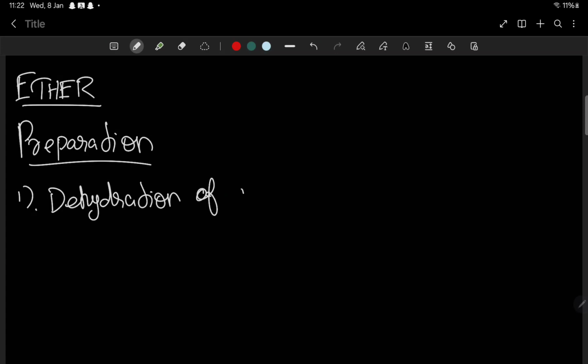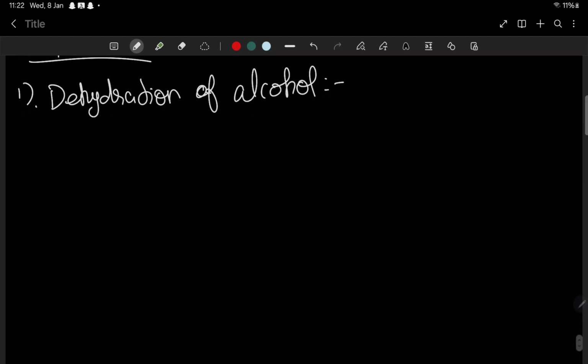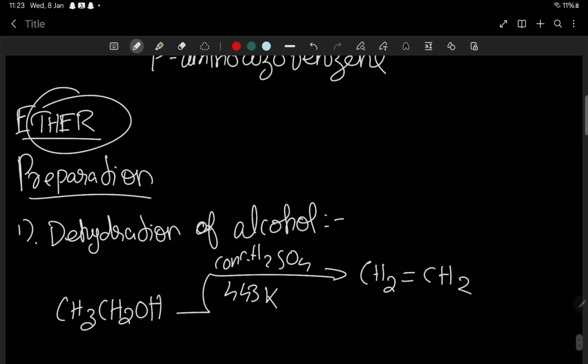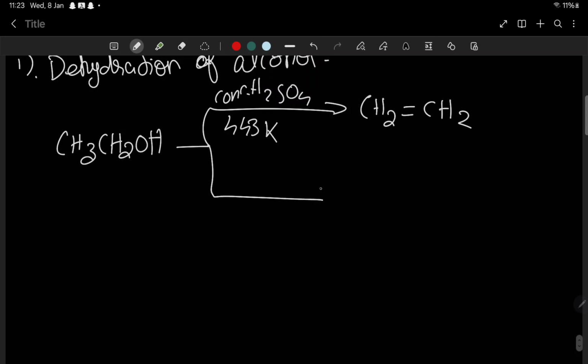You know that when we dehydrate alcohol, we get alkene. Then how is this possible? Look, we have learned in the alcohol chapter that if you dehydrate an alcohol with concentrated H2SO4 at a specific temperature, 443 Kelvin, I am getting CH2=CH2. Then how are they telling that this reaction will lead to the preparation of ether? The thing is that we will get ether.